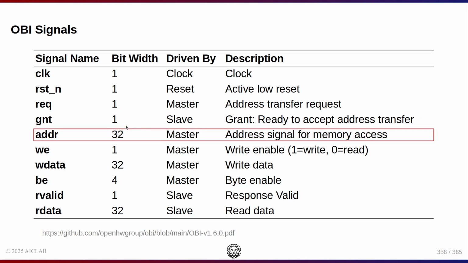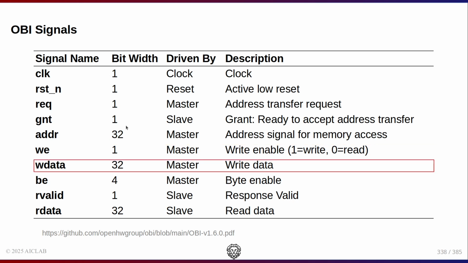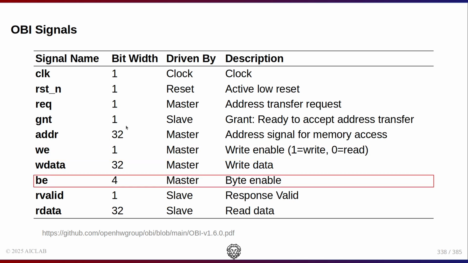ADDR, the address bus, driven by the master. WE, the write enable signal, driven by the master. When it's low, it indicates a read operation. When high, it indicates a write. WDATA, the write data bus, driven by the master. BE, the byte enable, driven by the master. This indicates which specific bytes on the data bus are valid for the transaction.